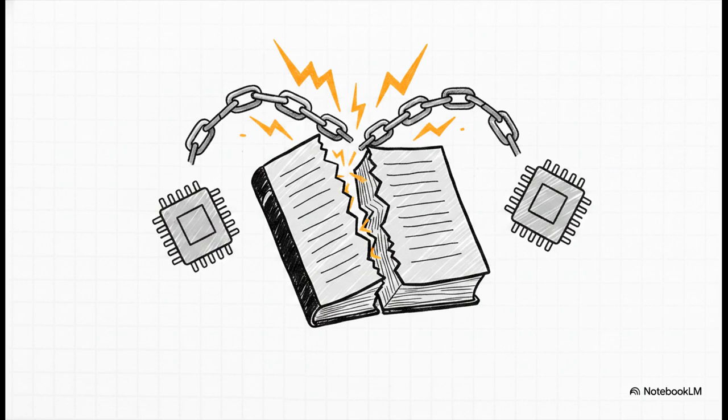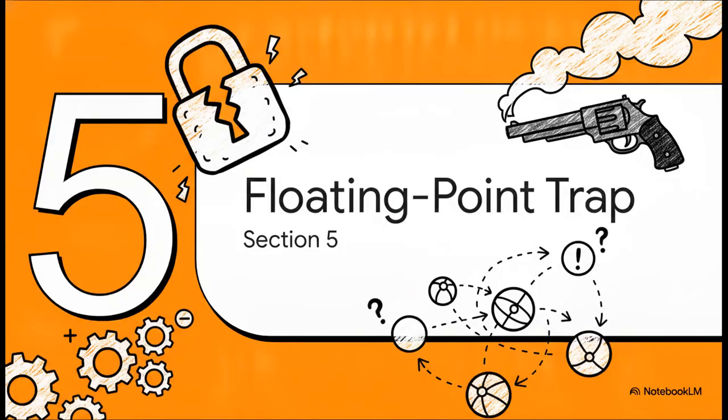If an Arbitrum smart contract uses the FPU gambler, node A running an AMD chip might calculate a fractional token balance differently than node B running an Intel chip, and that instantly, violently shatters the cryptographic consensus. The network literally cannot agree on universal truth, triggering a catastrophic fork where the entire financial ledger just splits in two. Section 5, the floating point trap.